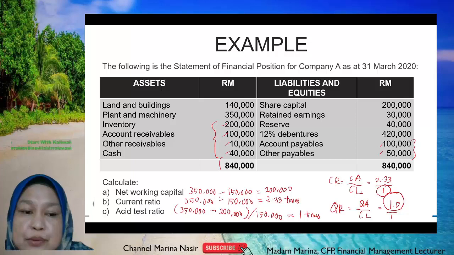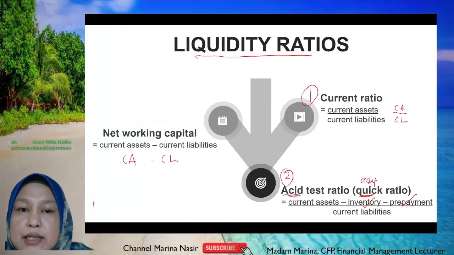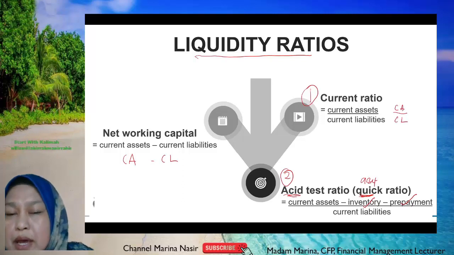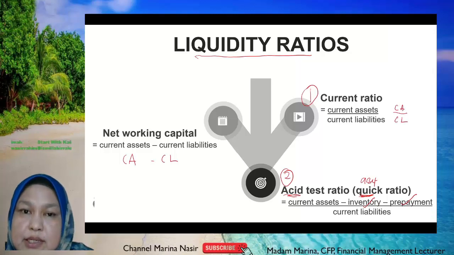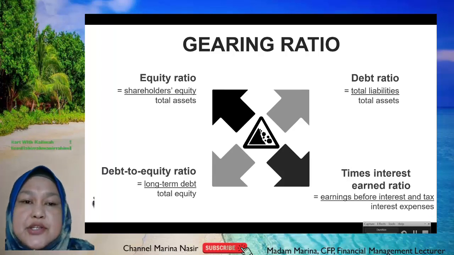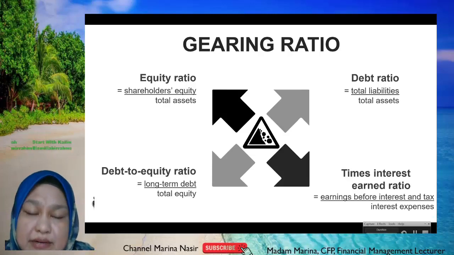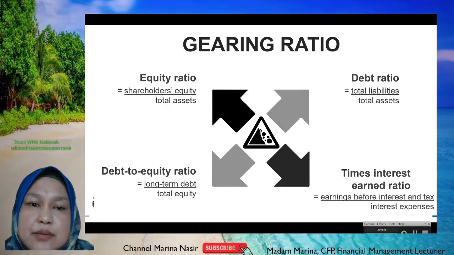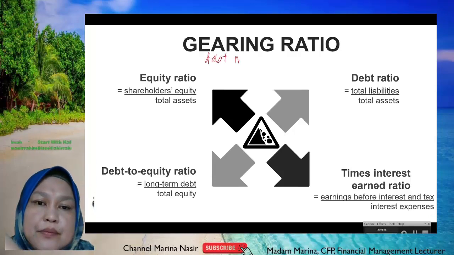So we have calculated the current ratio and acid test ratio. I repeat, why do we have to calculate the liquidity ratio? To measure the ability of the company to cover its short-term obligation. Next, gearing ratio. What is the gearing ratio and what is the purpose of calculating it? Another name is debt management ratio.